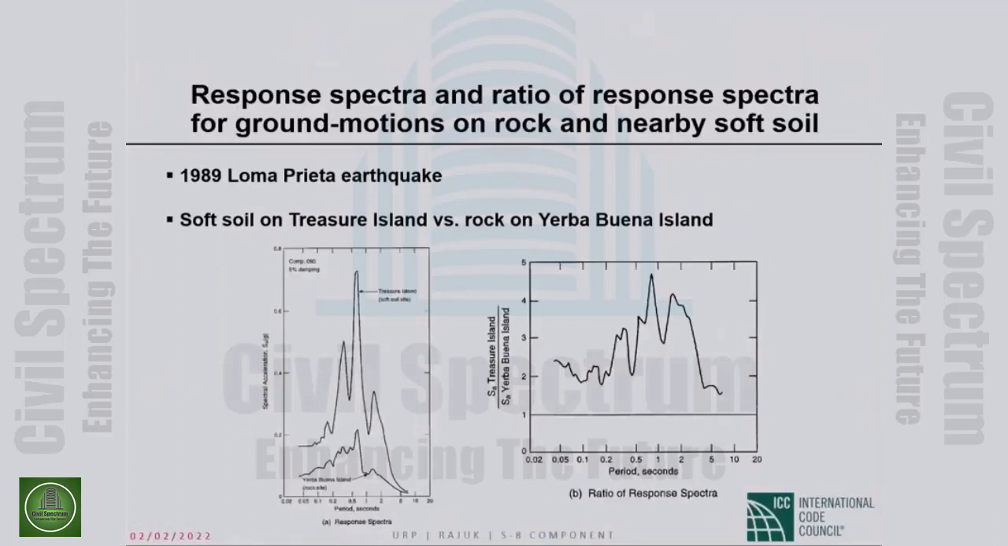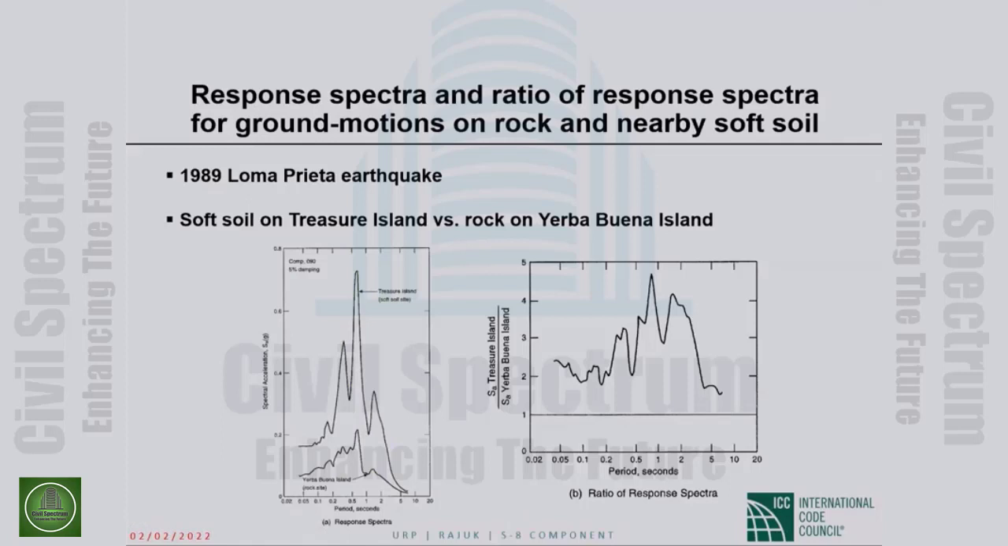Now, this was driven home to us in a very loud way in the 1989 San Francisco area earthquake, the Loma Prieta earthquake, as it is called. That was the last significant earthquake in San Francisco. We have been lucky for a long time. There hasn't been any. Anyway, so 1989 Loma Prieta earthquake. This is an acceleration spectrum plotted at Treasure Island, which is on soft soil. And this is in the same earthquake, an acceleration spectrum plotted at Yerba Buena Island, which is on rock. So this is rock motion. This is motion on soft soil. And you see the difference with your own eyes.